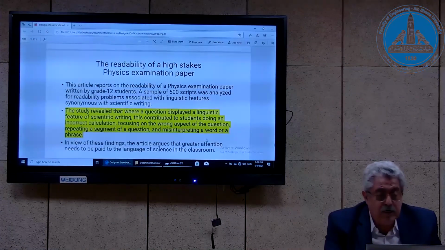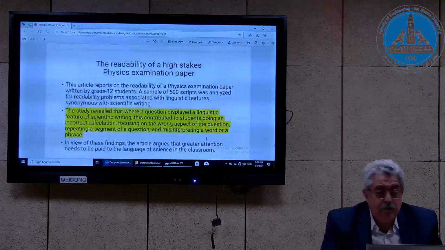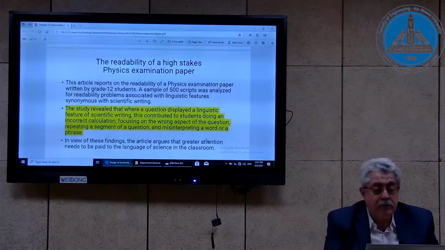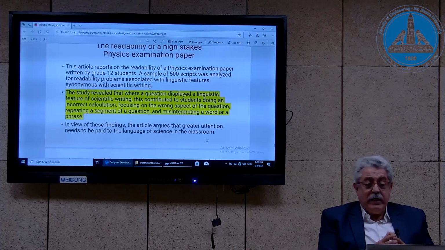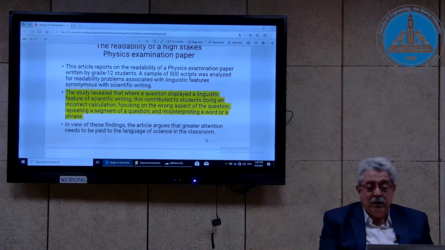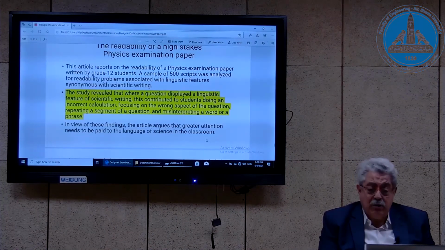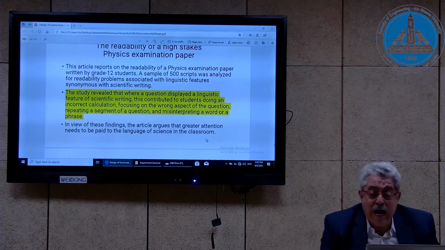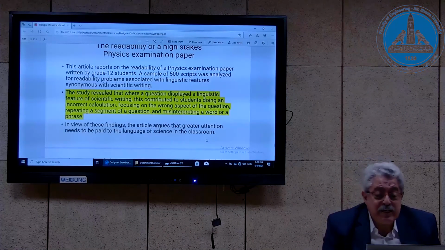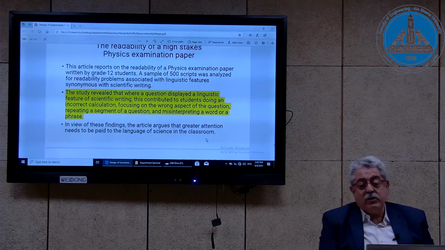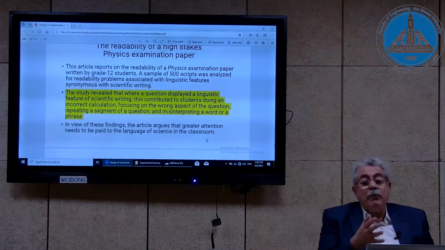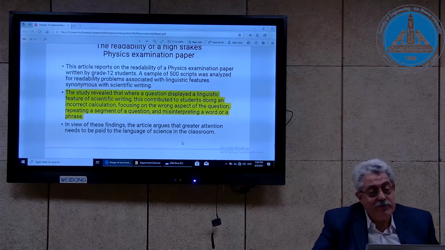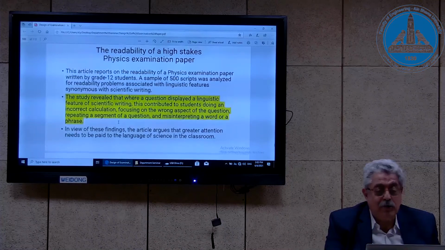Readability of high stakes physics examination. The study revealed that where a question displayed a linguistic feature of scientific writing, this contributed to the students doing an incorrect calculation, focusing on the wrong aspect of the question, repeating a segment of a question, and misinterpreting a word or a phrase. Therefore, what's highlighted in yellow here shows what happens to the students if the question paper is not readable.